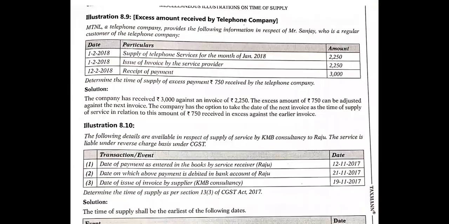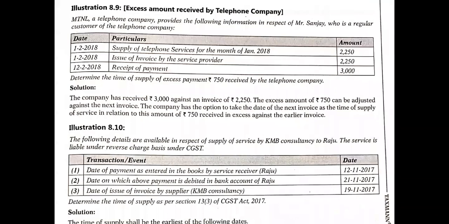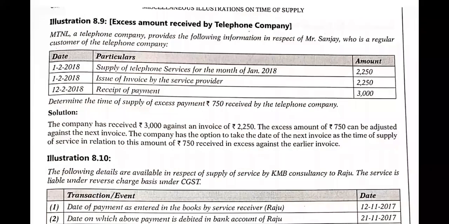Next is excess amount received by telephone company. If any telephone company has received any kind of excess amount, now in that case, suppose an MTNL, a telephone company, provides the following information in respect of Mr. Sanjay, who is a regular customer of the telephone company.